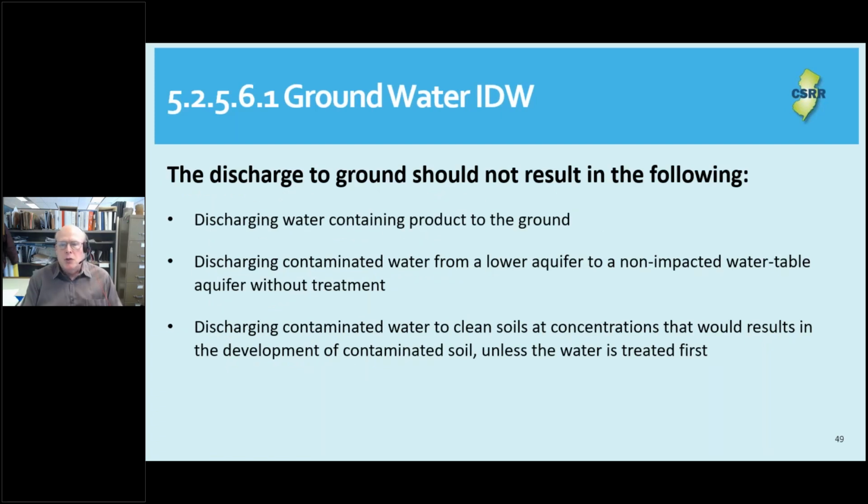When considering the discharge to ground option, the discharge to ground should not result in a discharge of water-containing product, a discharge of contaminated water from a lower aquifer to a non-impacted water table aquifer without treatment, or a discharge of contaminated water to clean soils at concentrations that would result in the development of contaminated soil unless the water is treated first. Next slide, please.